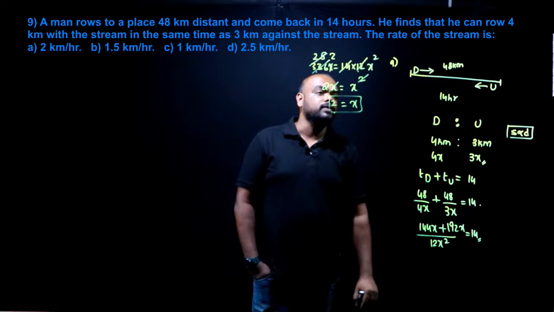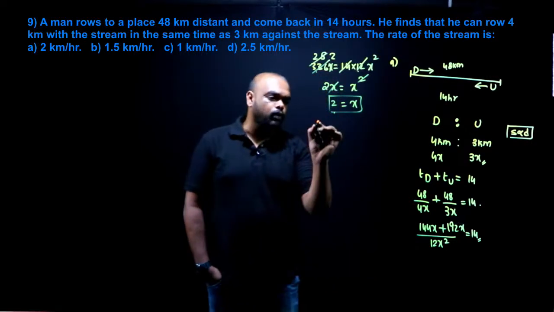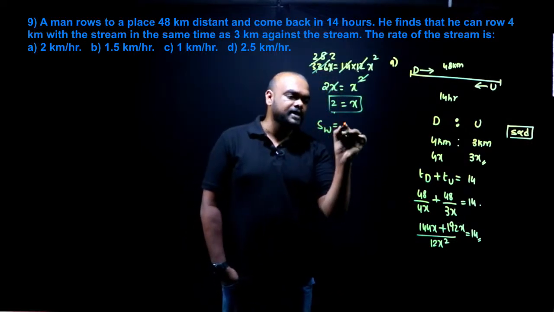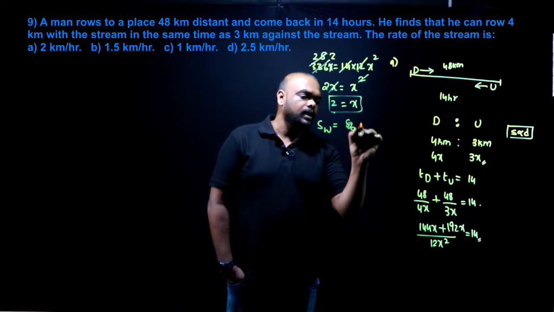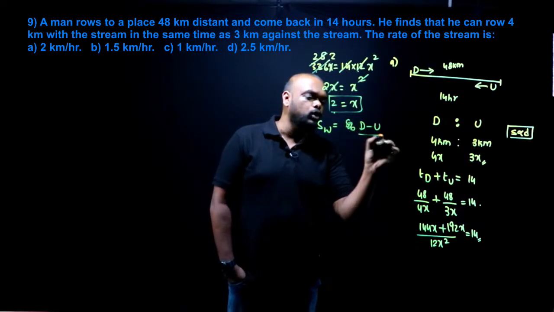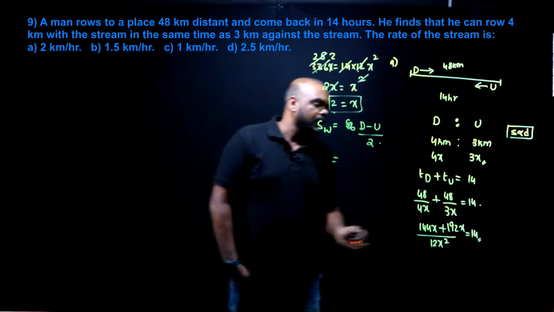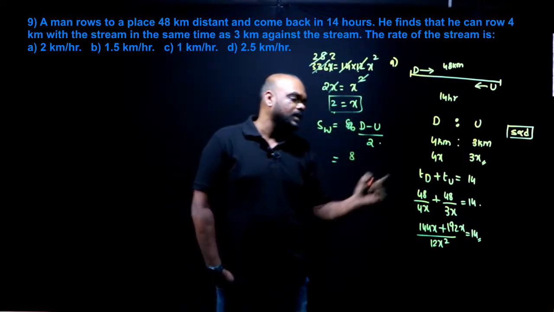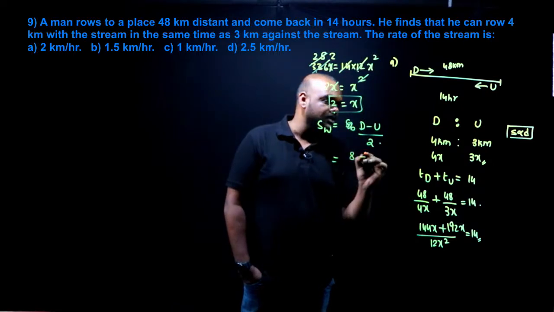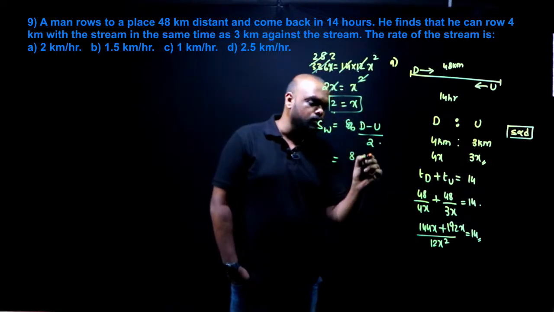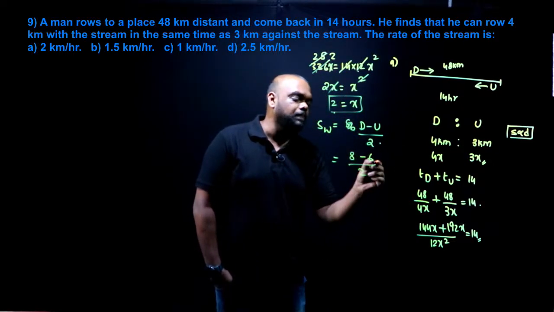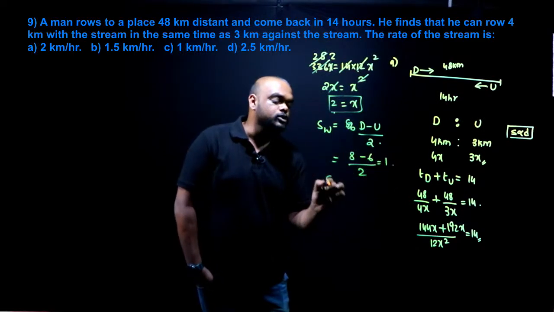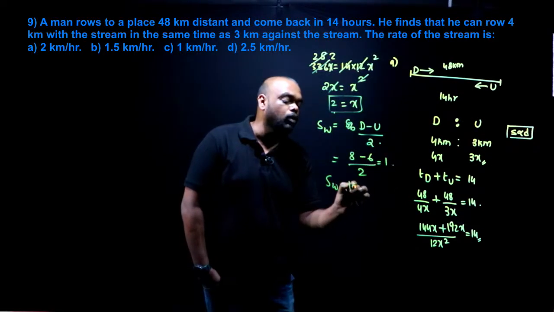Now what do I want in the question? Speed of water, that is SW, is equal to (D minus U) by 2. What is D value? D value is 4x. 4 into 2, 8, minus U value, 3x, 3 into 2, 6, divided by 2. 8 minus 6, 2. 2 by 2, 1. So speed of water is 1 kilometer per hour.